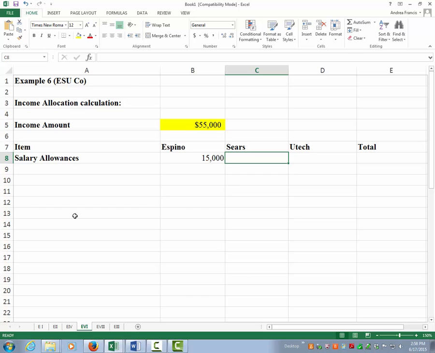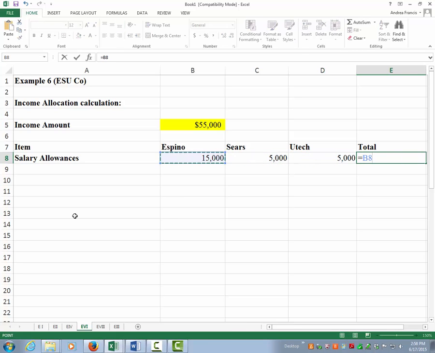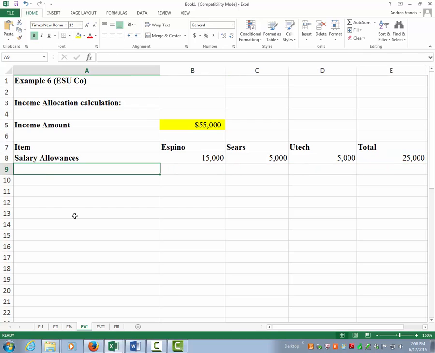So Espino gets 15,000, Sears gets 5,000, and UTEC gets 5,000, which gives us a total, if we add all three of these together, of 25,000. So we've already allocated 25,000 of the 55,000. So now what we do is we will allocate the remainder, meaning 55,000 minus 25,000, which is, hopefully we don't need a calculator for this, right? 30,000. So 30,000 is what's left over.